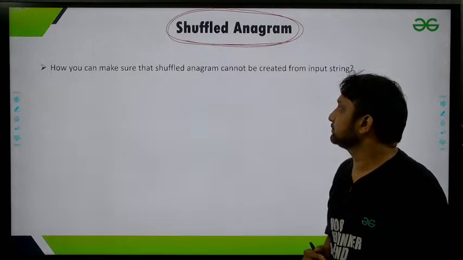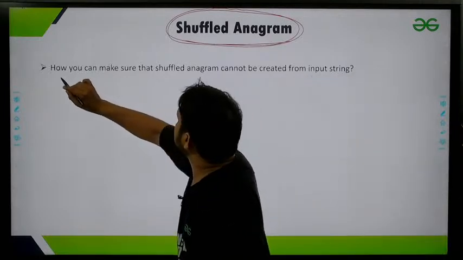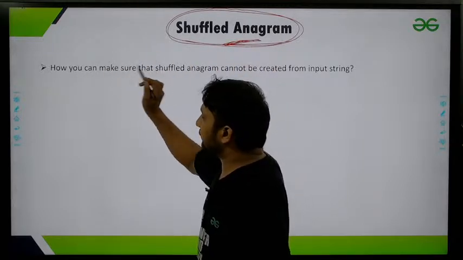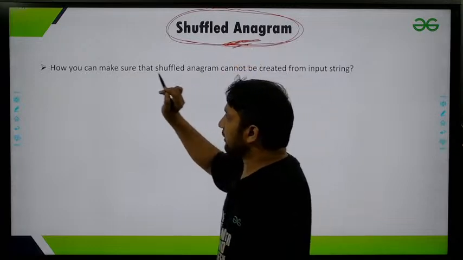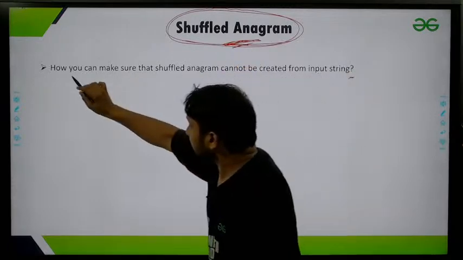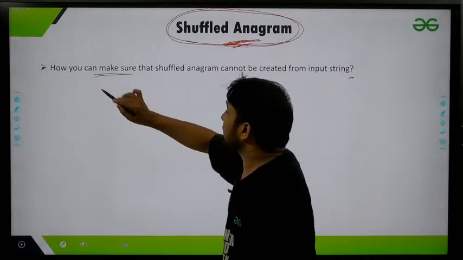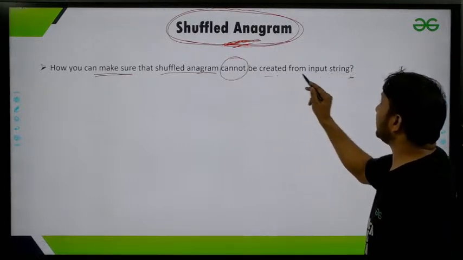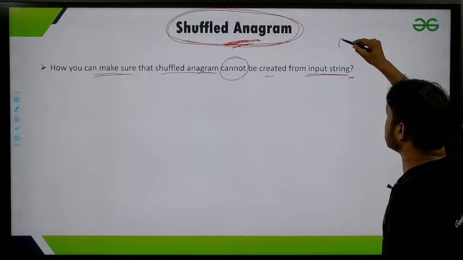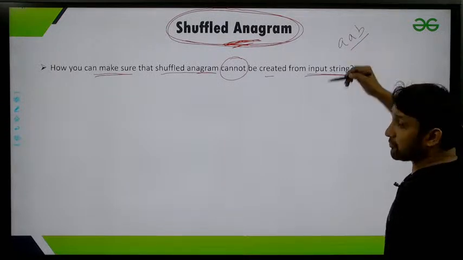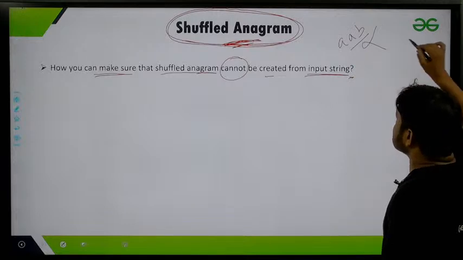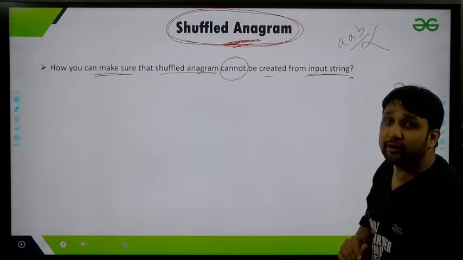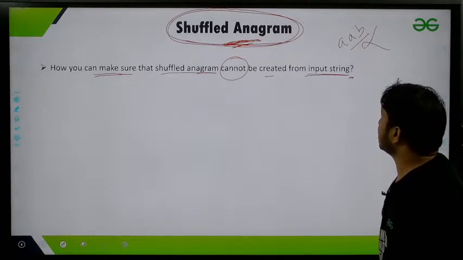Okay, let's take another question here related to the shuffled anagram. This one is a very important question actually related to this problem. What this question says is, how you can make sure that a shuffled anagram cannot be created from the input string. I have an input string like this. Some of you were saying that, okay sir, we cannot create the shuffled anagram from this string. So actually, how can you make sure of this thing?